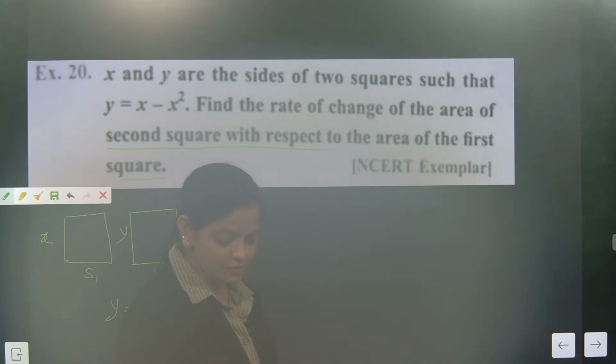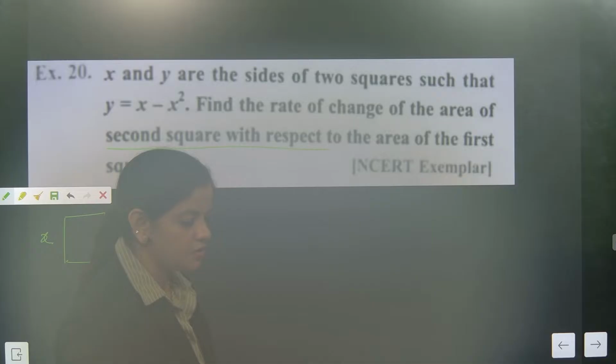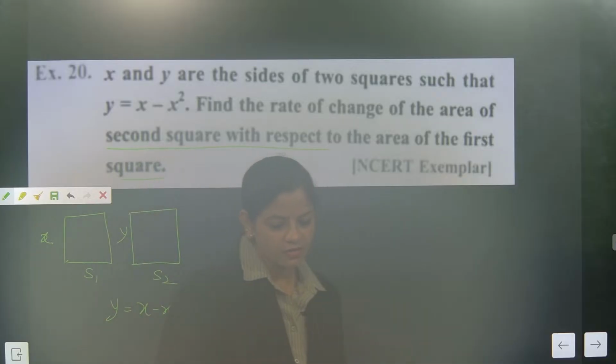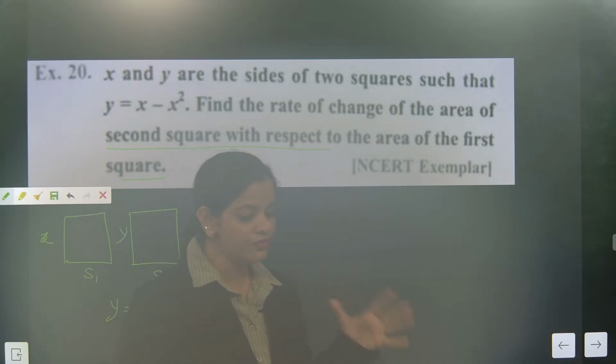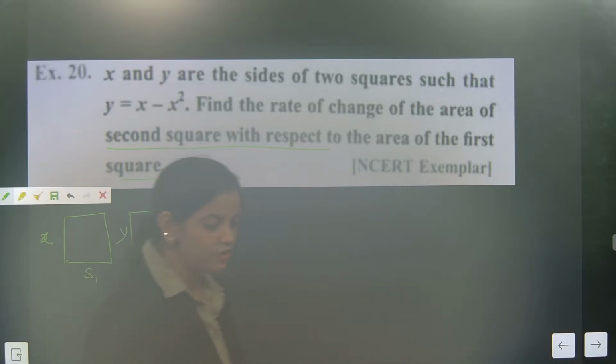Can I solve? Is it done? Fine, I think I only have to solve the question. See, a very simple technique is needed here. First, you have to find the area of the first square. Try to find the area of the first square.